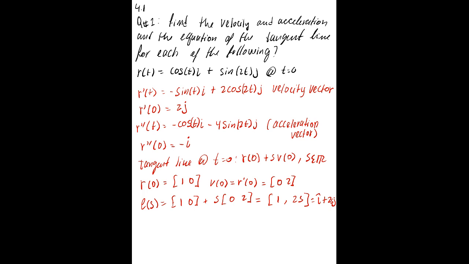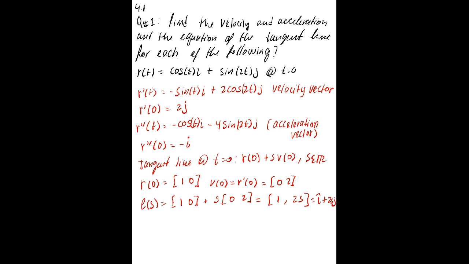And then to find the acceleration vector, we have to take the second derivative of our function, which is equal to negative cosine of t times i minus 4 sine 2t times j. That is our acceleration vector. And we evaluate it at t equals 0, which gives us negative i.